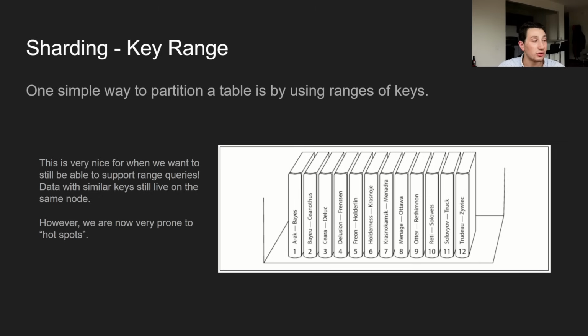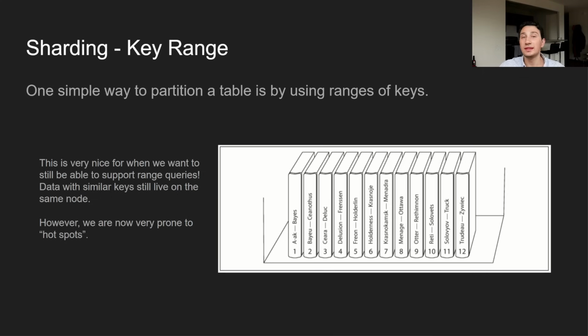Well, one thing we can do is partition by the range of keys. You can see this image below. If we have a bunch of different names, we can just partition them by a key range. This is really nice if we want to still support range queries, because similar keys are going to be on the same shard, and we don't have to make a big distributed query.